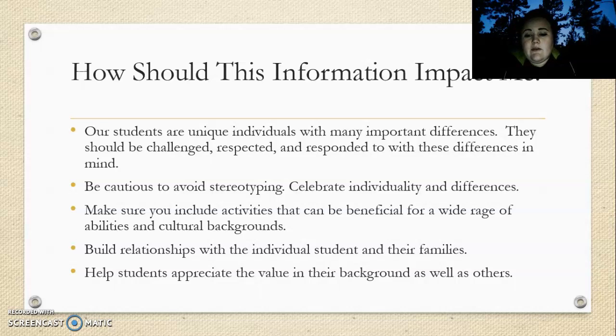We need to make sure we really build relationships with the students. I've found that this is key. I work in a school that has some of these issues, as all schools do. We have a lot of children that have not come from very good backgrounds. So building a relationship has really been key to making sure they do well and helping them succeed. We also need to make sure that the students appreciate their background and that they value the backgrounds of others as well and realize that these are all very important.